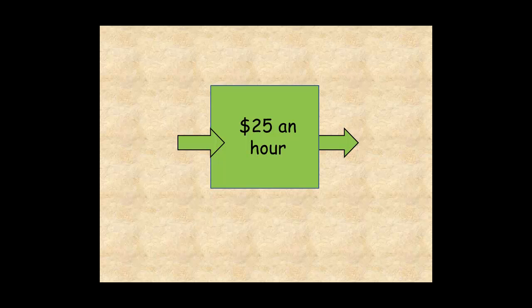It's useful to think of a relation as a machine that has an internal mechanism that relates an input value to an output value. For example, here is the $25 an hour machine. If you input 2 hours, the output is $50. If you input 3 hours, the output is $75.